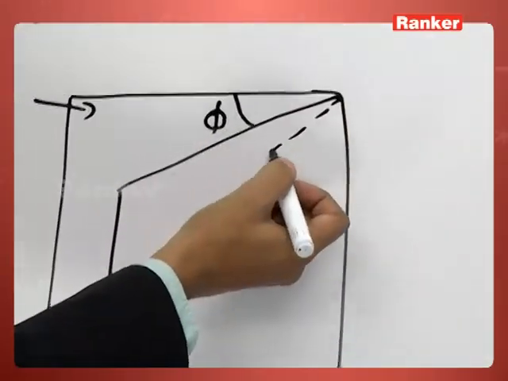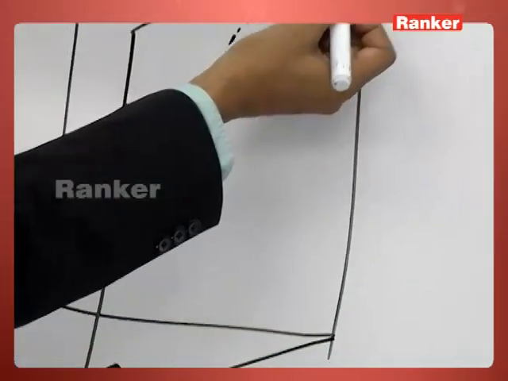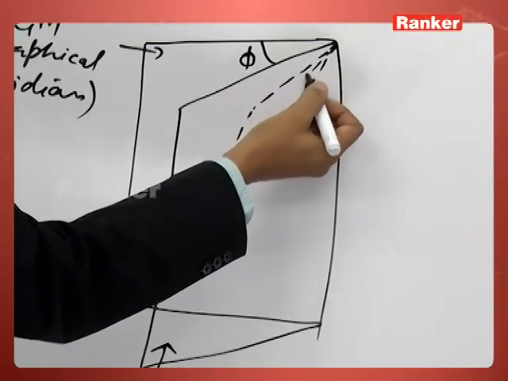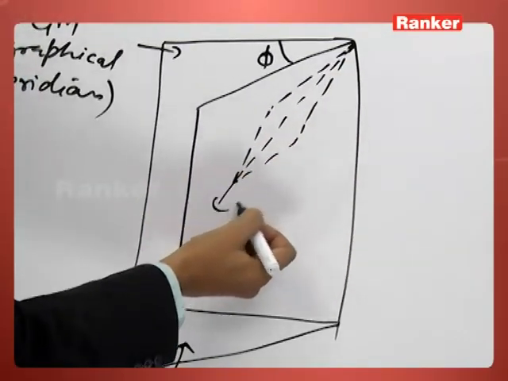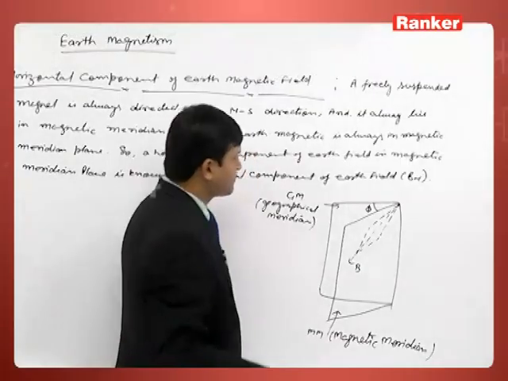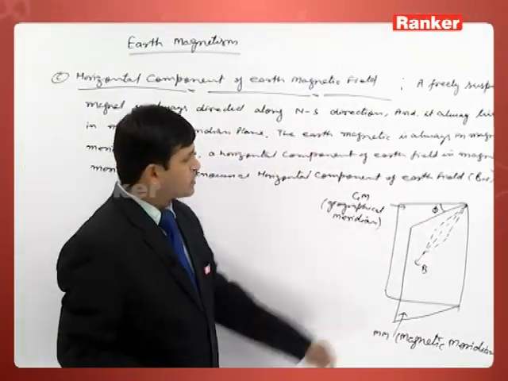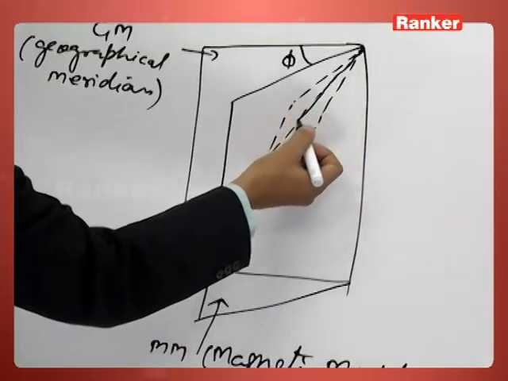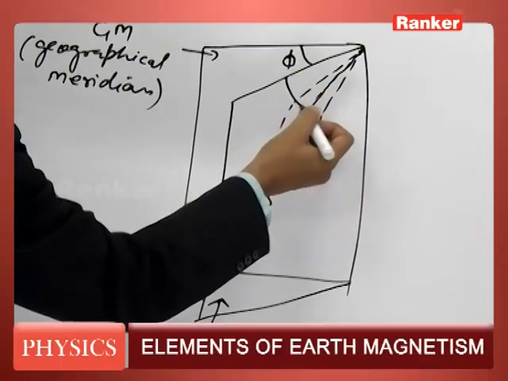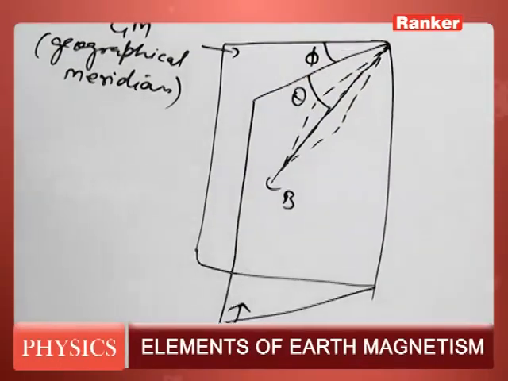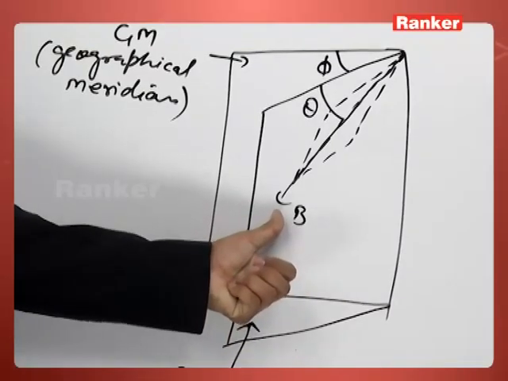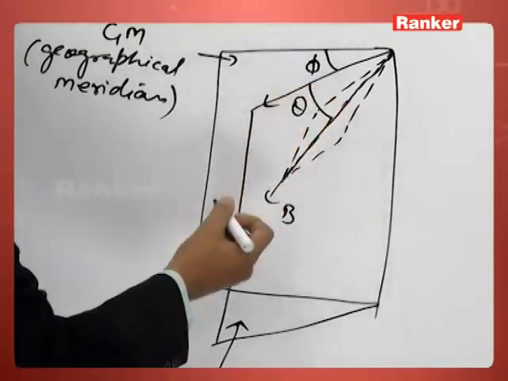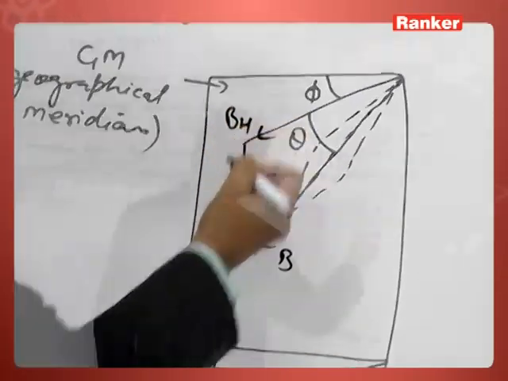A magnet is suspended in this plane, the magnetic meridian. So this is the magnet which is suspended in this plane. This gives the direction of Earth's magnetic field B. The angle made by Earth's magnetic field with the horizontal is called the angle of dip. So B is the resultant Earth field, and the component of the resultant field in this direction is BH.